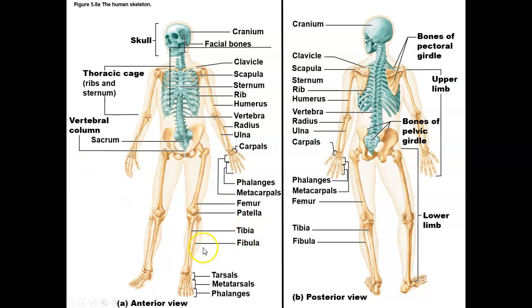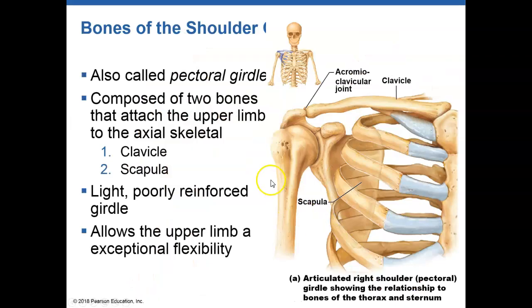When you look at these pictures, you can see the yellow is the appendicular skeleton, because you remember the green was the axial skeleton. There's more bones in the appendicular skeleton than there are in the axial skeleton, but a lot of the bones have the same name.